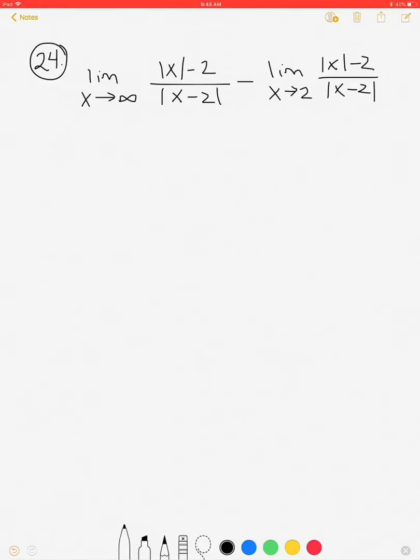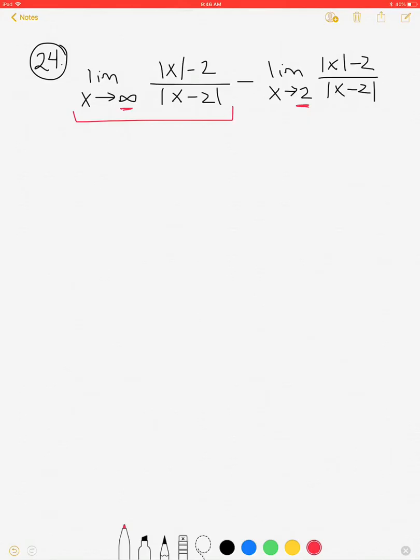All right, almost done. Number 24. We're asked to find these two limits and subtract them if possible. So the first thing that I notice is that this limit is going to infinity and this one's going to 2, so I cannot combine these. Actually, I'm going to have to do these two limits totally separately and then subtract my answers.